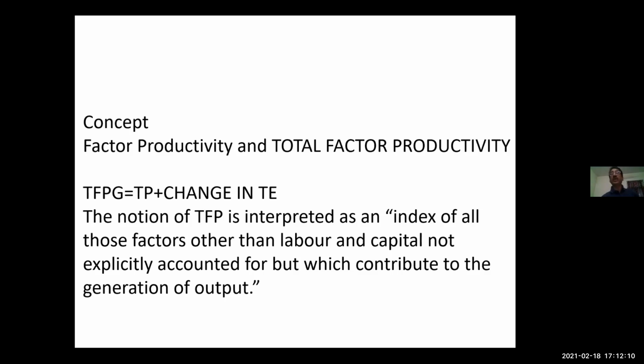So the notion of total factor productivity is interpreted as an index of all those factors other than labor and capital, not explicitly accounted for, but which contribute to the generation of output. Basically you can address the issue of total factor productivity index through two different methods. One is the output method and the other is the value added method. If you are adopting the output method, then the total factor productivity growth will be defined as the rate of growth in output minus the average rate of growth in all the inputs. But if you are considering the value added function, then it is the rate of growth in value added minus the weighted average of the rate of growth in capital and labor.